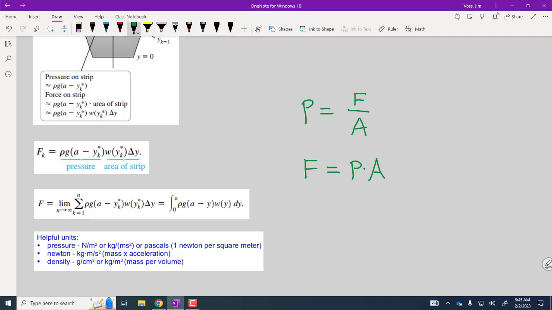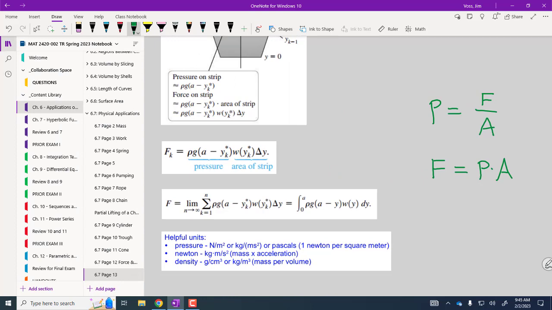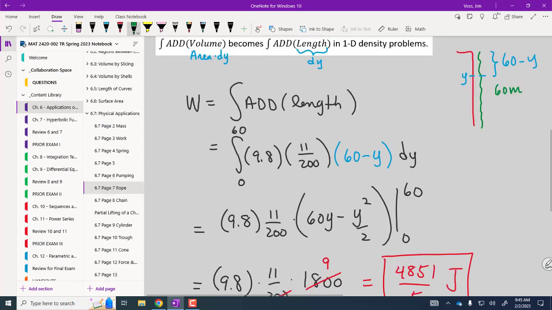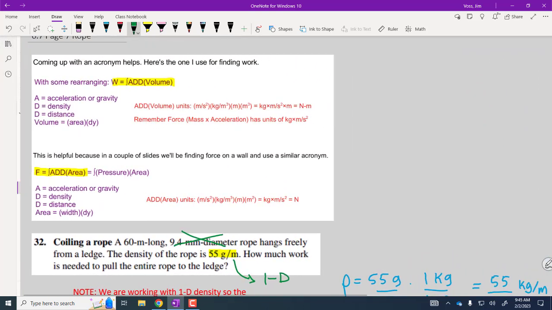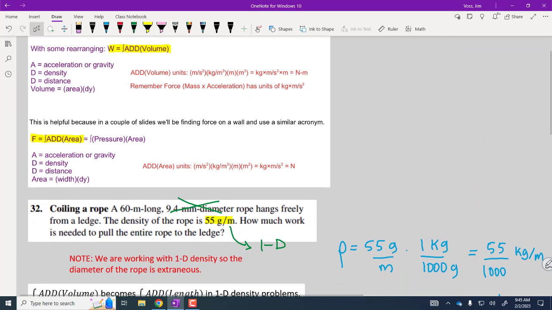That will give us force, pressure times area. And the units, I've got a couple of explanations on the units, and you can look at the units here. You can also look back at this slide right here where it says rope. This has the units broken down also.